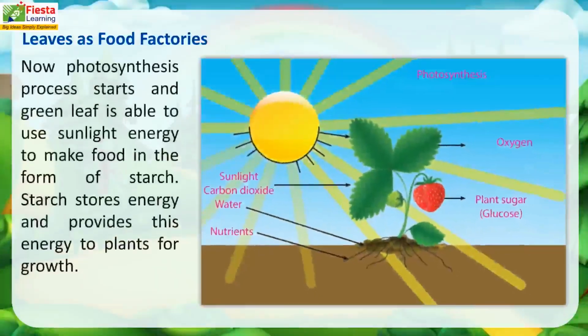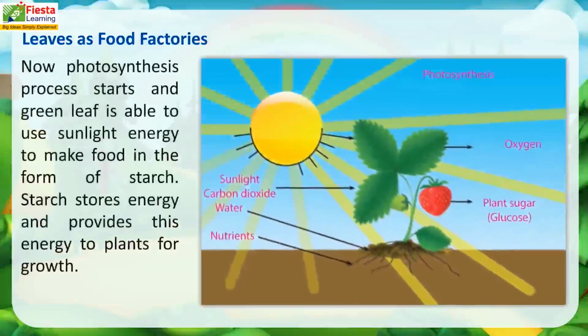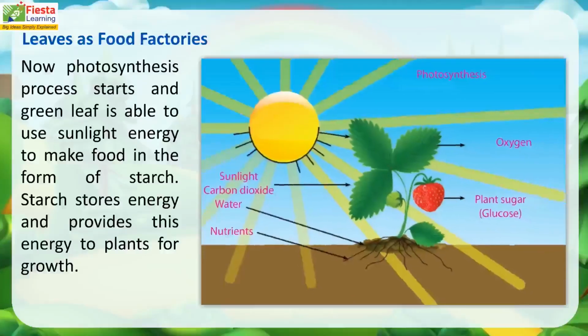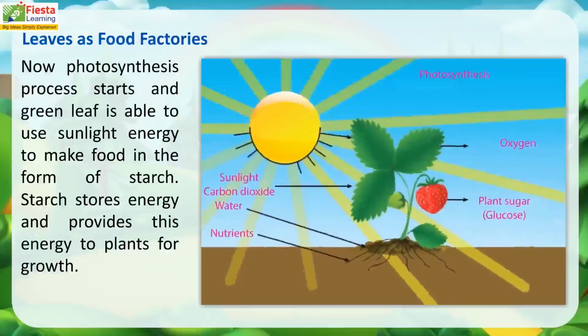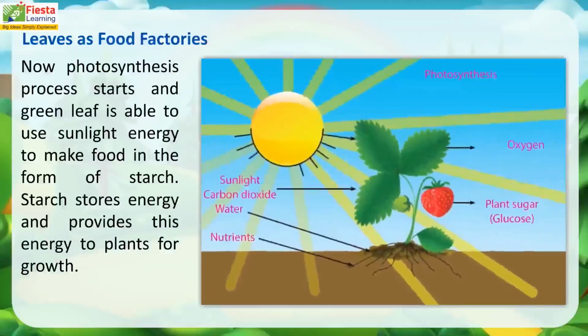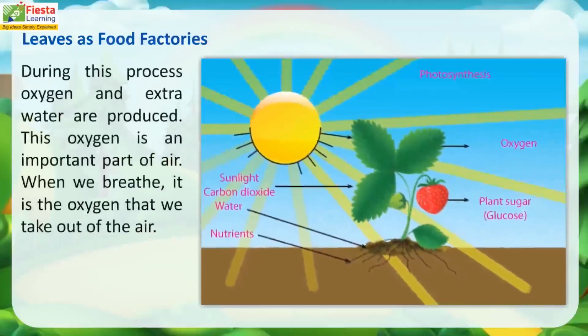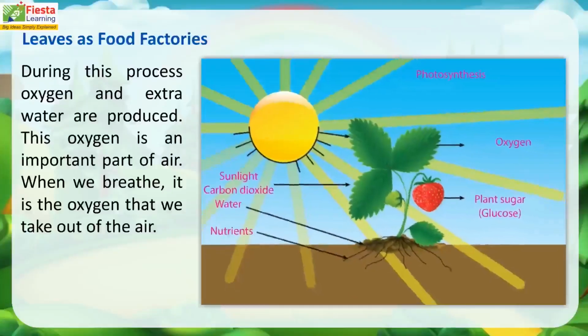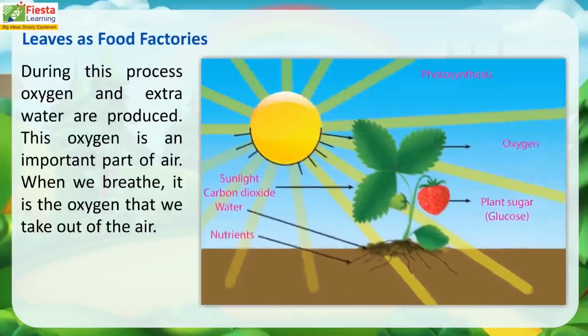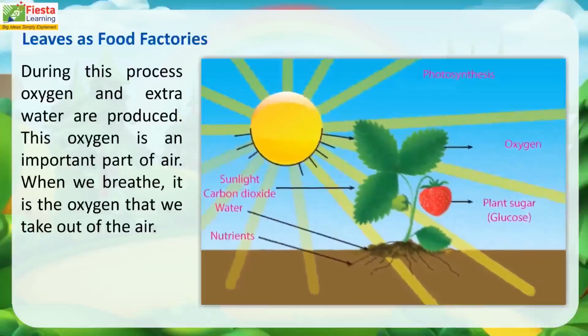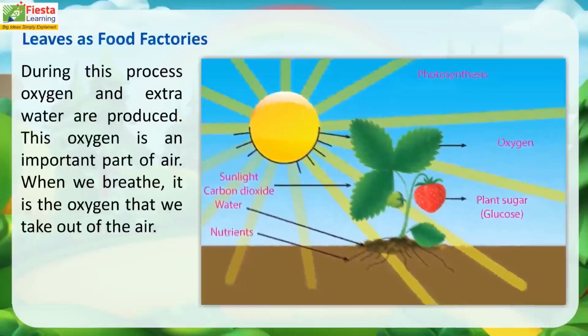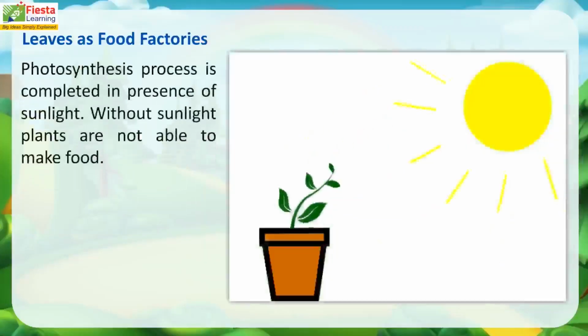Now, the photosynthesis process starts and the green leaf is able to use sunlight energy to make food in the form of starch. Starch stores energy and provides this energy to plants for growth. During this process, oxygen and extra water are produced. This oxygen is an important part of air. When we breathe, it is the oxygen that we take out of the air. The photosynthesis process is completed in the presence of sunlight. Without sunlight, plants are not able to make food.